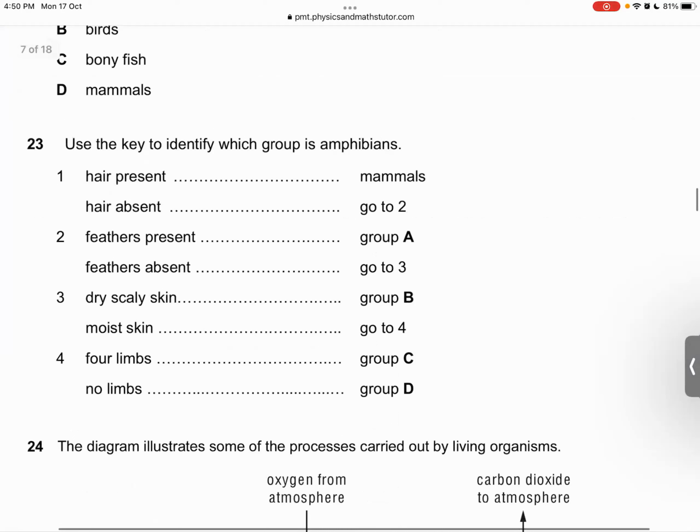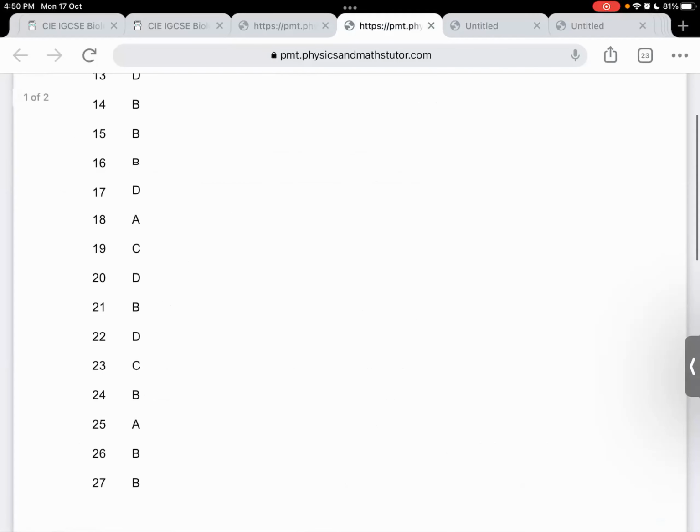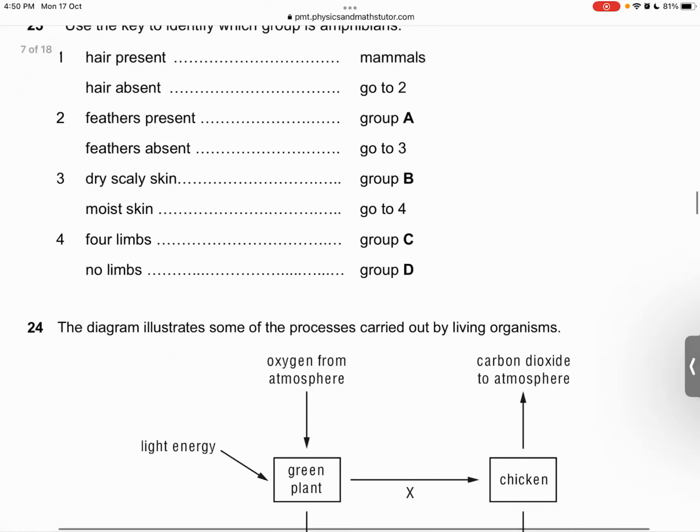Let's do 23. Use the key to identify which group is amphibians. Hair present? No, so not mammals. Hair absent. Feathers absent. Dry scaly skin, no. Moist skin, yes. Four limbs or no limbs? It's four limbs. C. 23C, correct.